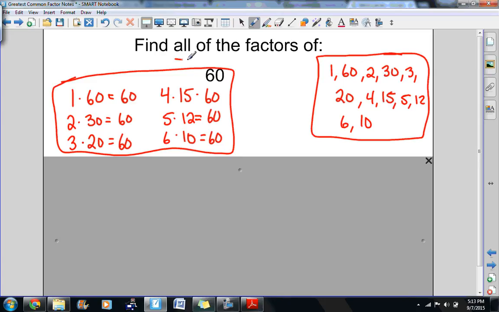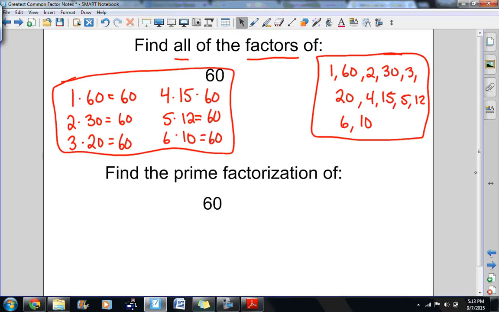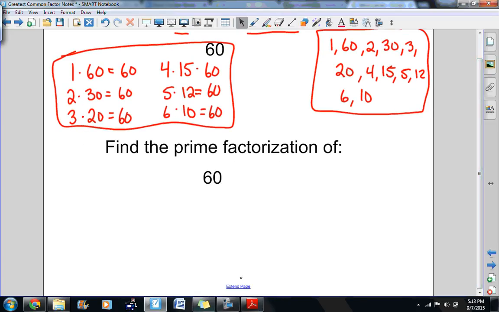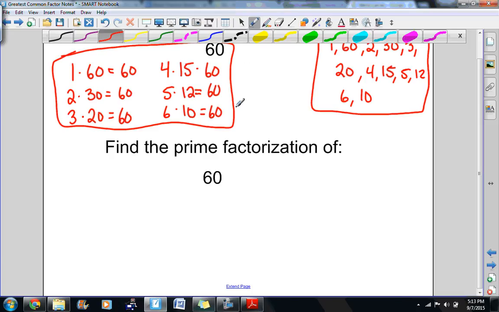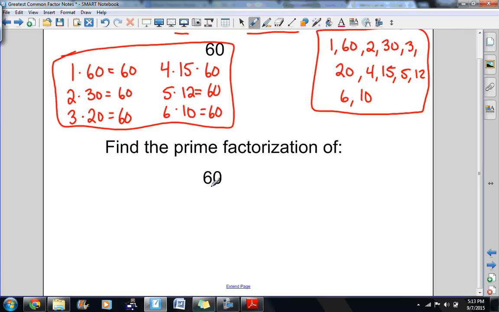So when I'm asking you to find all of the factors, I'm asking you to do what I did here on the top. Now, moving down here to the bottom, the other thing you'll hear is called finding the prime factorization of a number. What that means is I want you to create a tree of factors, where you find the prime numbers only. If you notice in this list, not all of these numbers are prime. So what you're trying to do is break it down into prime numbers only.